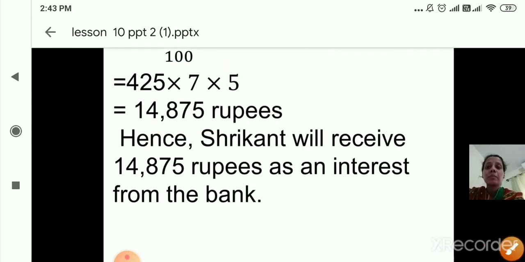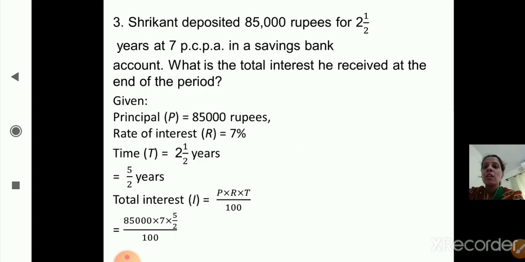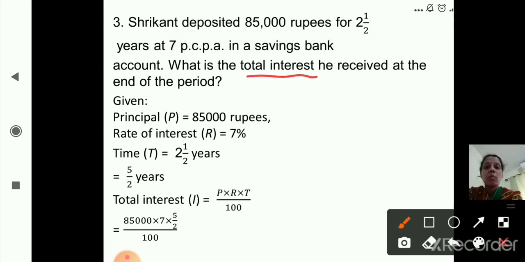Now after this we will not find out the amount because it is not asked in the question. What is asked? Total interest he received at the end of the period. In the question only total interest is asked, so no need to find out the amount. If the amount is asked, then only we will use the formula amount is equal to P plus I. But here they only asked to find total interest, so we will solve till total interest.